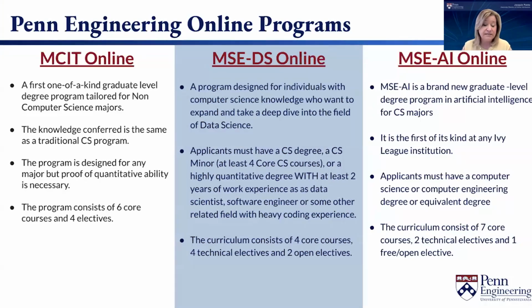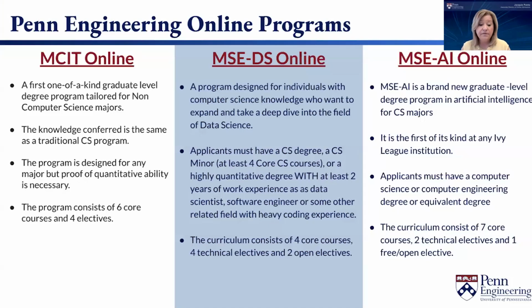Our MCIT program is designed for individuals who have either no computer science background or very little computer science background. So their bachelor degree majors are anything but computer science. It could be history. It could be business. It could be architecture. It could be something in the medical field, but it's definitely not a computer science major. So this program was designed for individuals who did not major in computer science in their undergrad and have none to little computer science experience.